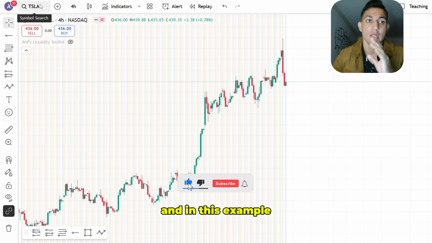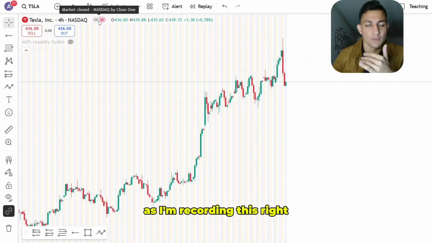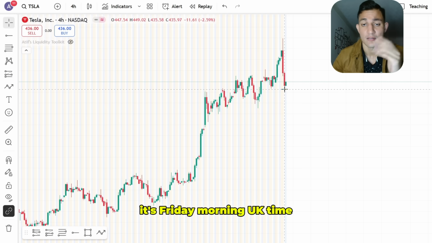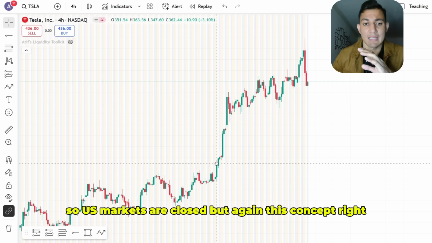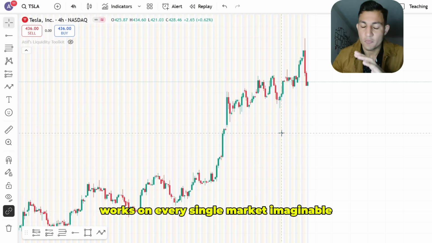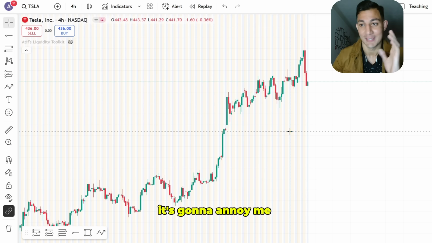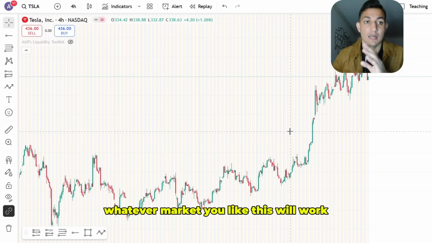And in this example, it's going to be Tesla in live price action. Well, the markets are closed as I'm recording this, right? It's Friday morning UK time. So US markets are closed. But again, this concept, which is really liquidity, works on every single market imaginable. I cannot stress this enough. Do not put it in the comments because it's going to annoy me. It works on your market. Whatever market you like, this will work.